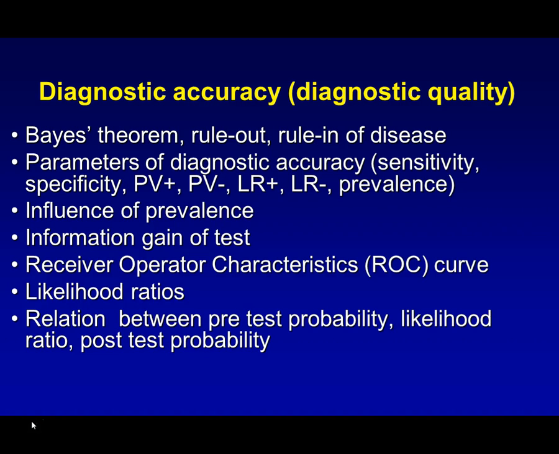We discuss the influence of prevalence on some of the factors, as said before. We talk about the information gain of a test. We will discuss the use of a receiver operator characteristics curve and the use of likelihood ratios. And we discuss the relationship between pre-test probability, likelihood ratio, and post-test probability.